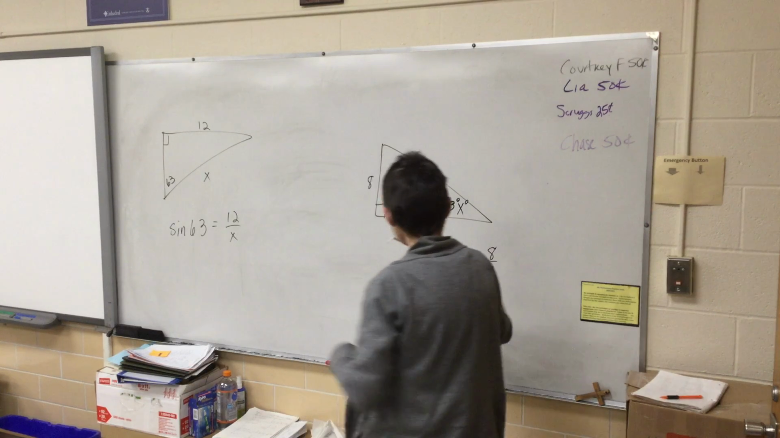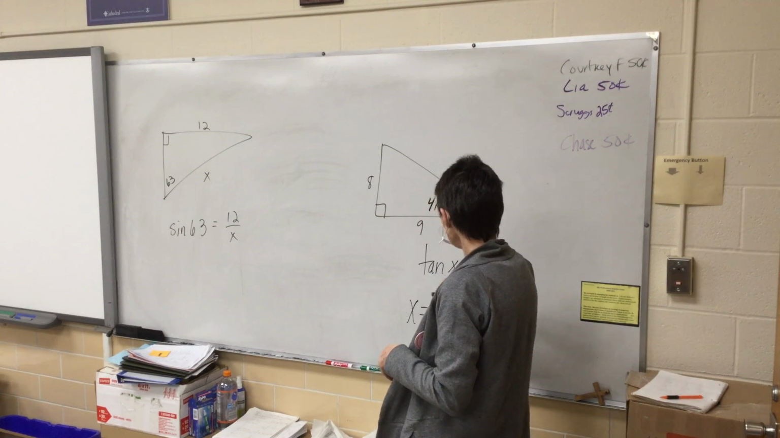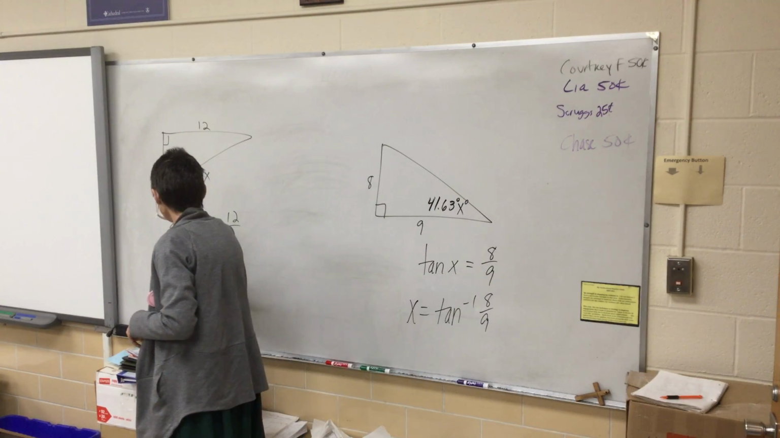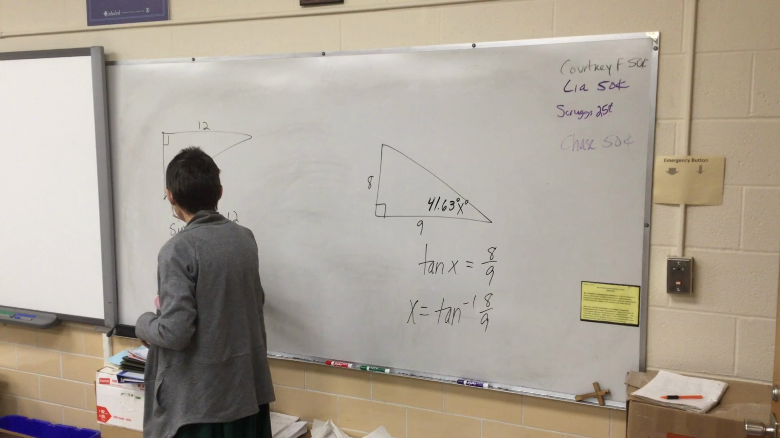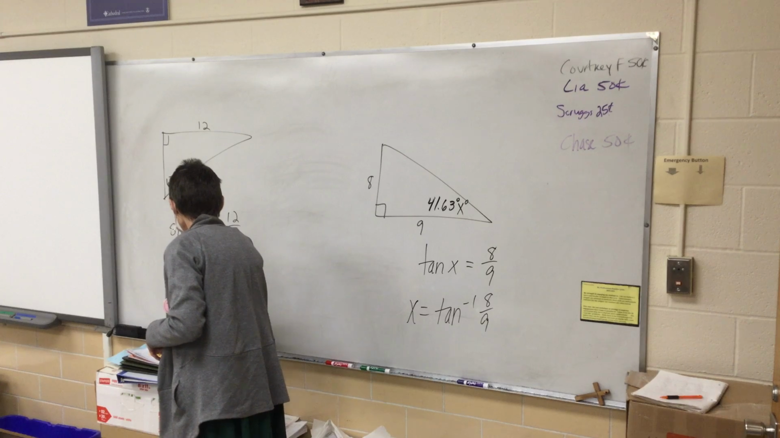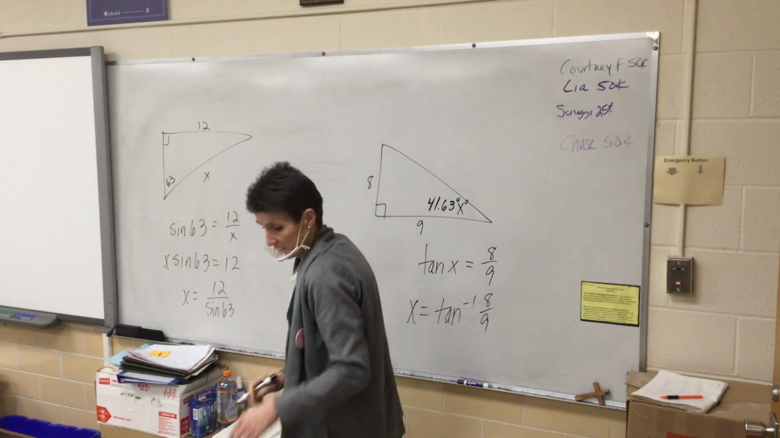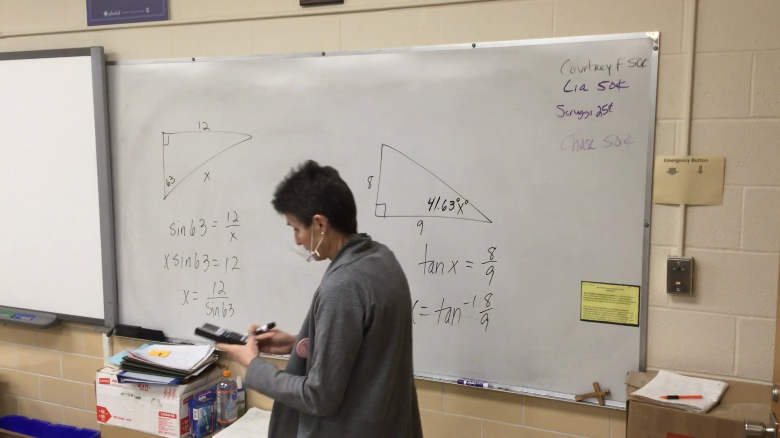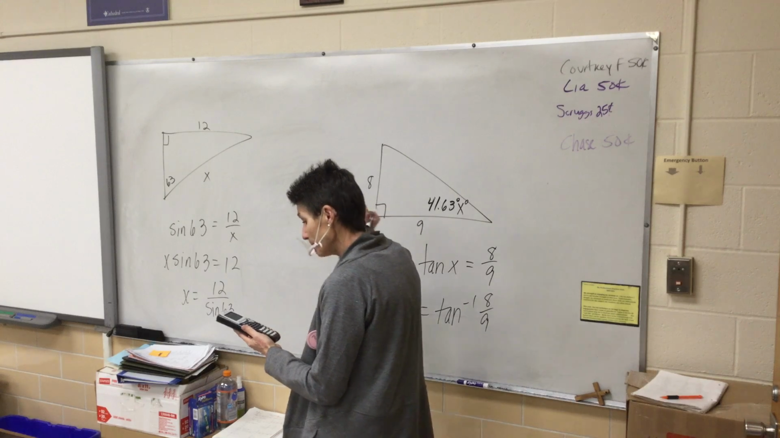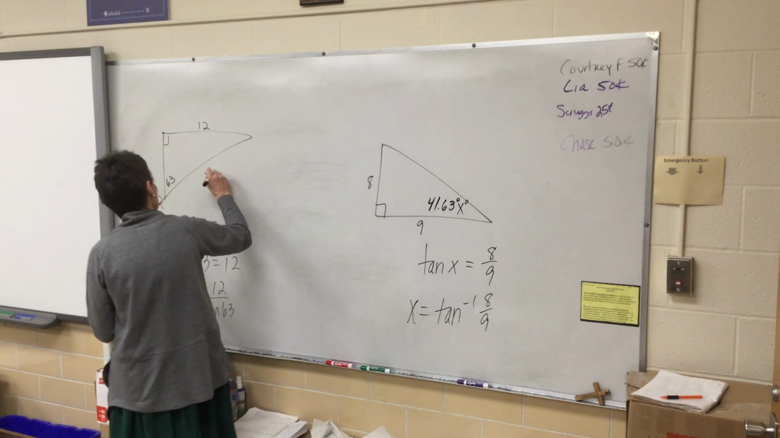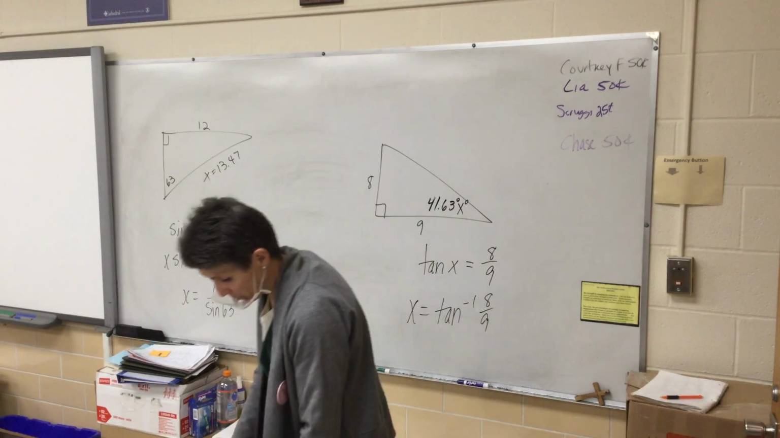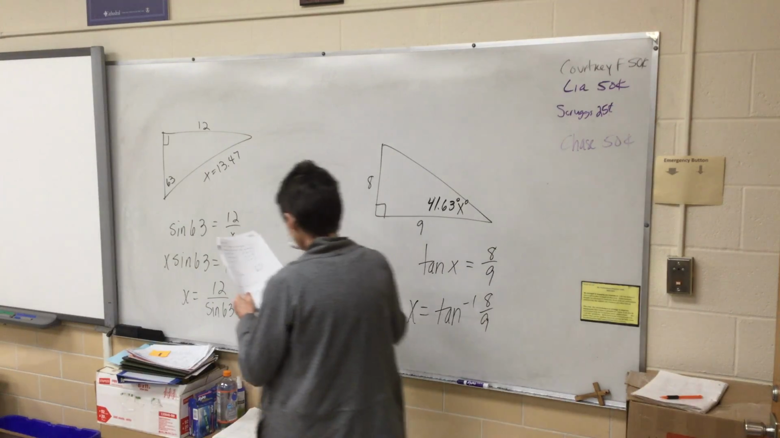Now see how that looks different than what we had over here? When it looks like this, this is what we do. Here we have to do the arithmetic, so we multiply by x to get it out of the denominator and divide by sine 63. And that's what we type in. So 12 divided by sine 63, 13.47 is x. If this had been a word problem, we would label that. But since it's not, we don't.